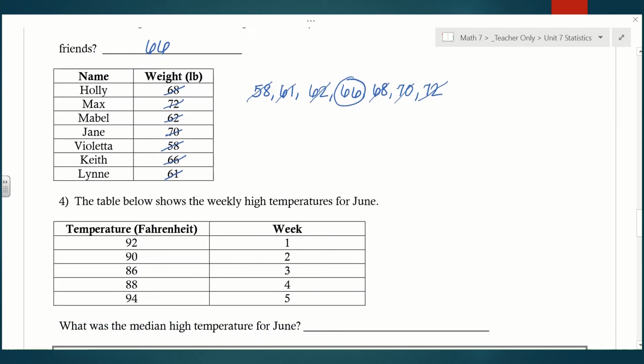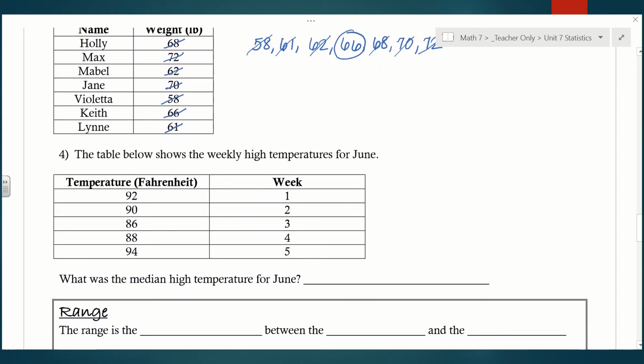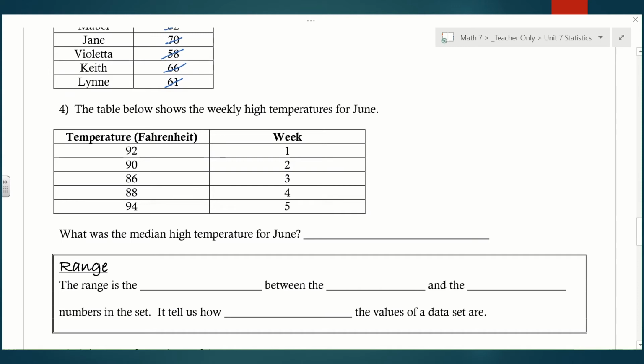Okay, one more for median. The table below shows the weekly high temperatures for June. What was the median high temperature? All right, so again, I'm going to start by putting these in order. Okay, and we're going to cross off from the ends. We have another odd number of data values, so 1 is left in the middle, 90 degrees.